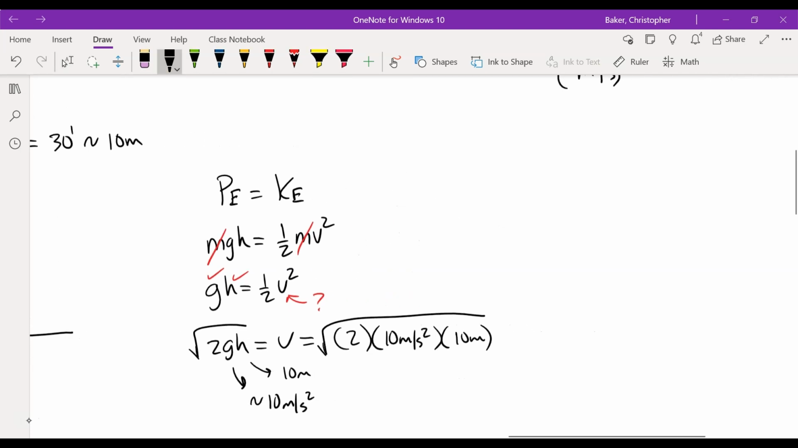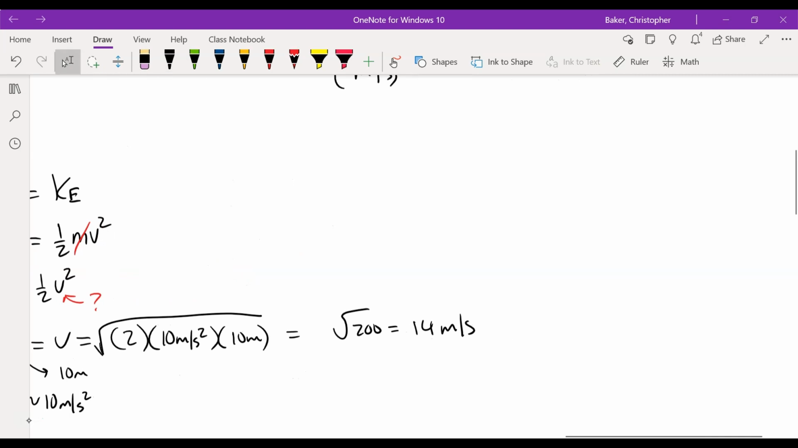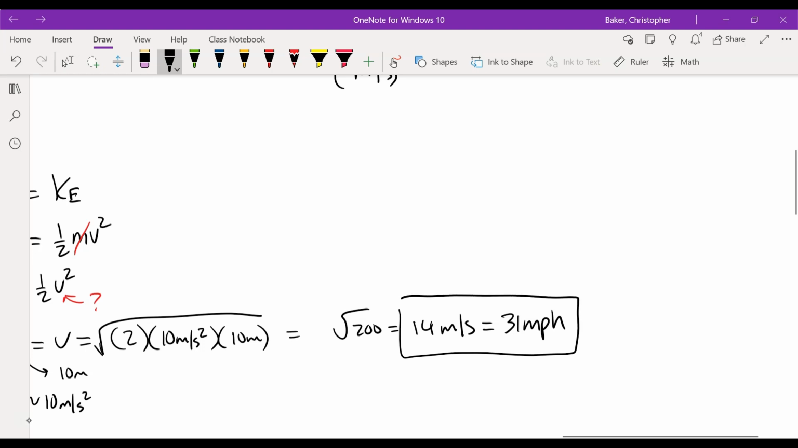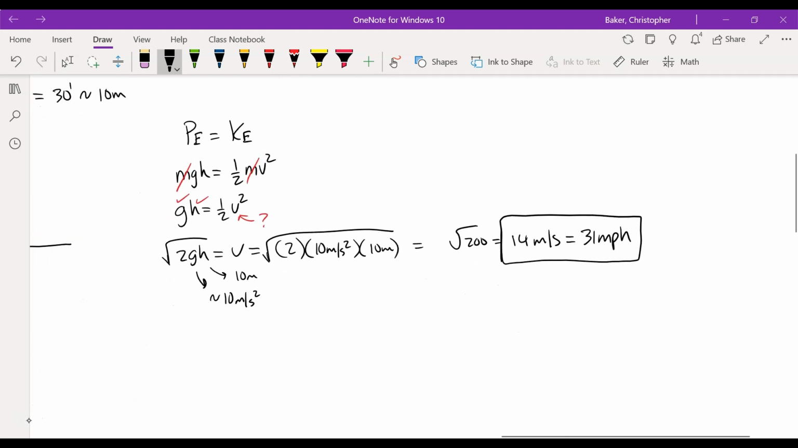All right. And that's equal to the square root of 200, which ends up being 14 meters per second, which is roughly equivalent to 31 miles per hour. And that is going to be the speed at which he hits the ground from a height of 30 feet or 10 meters. Now, for you physicsy folks, there's actually another equation we could also use.